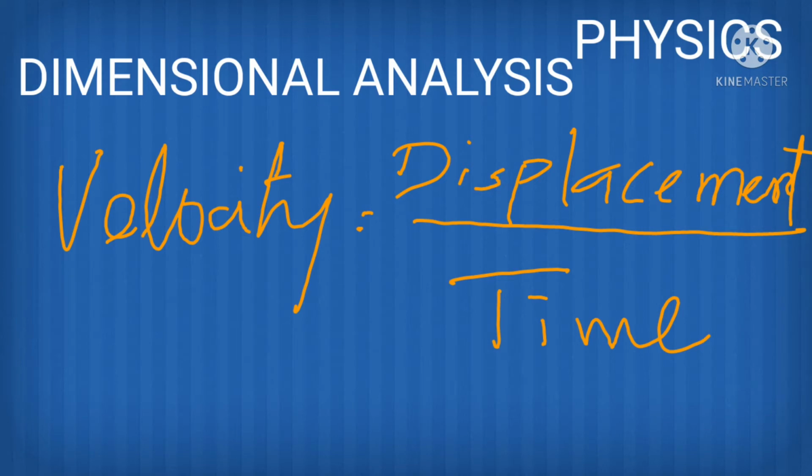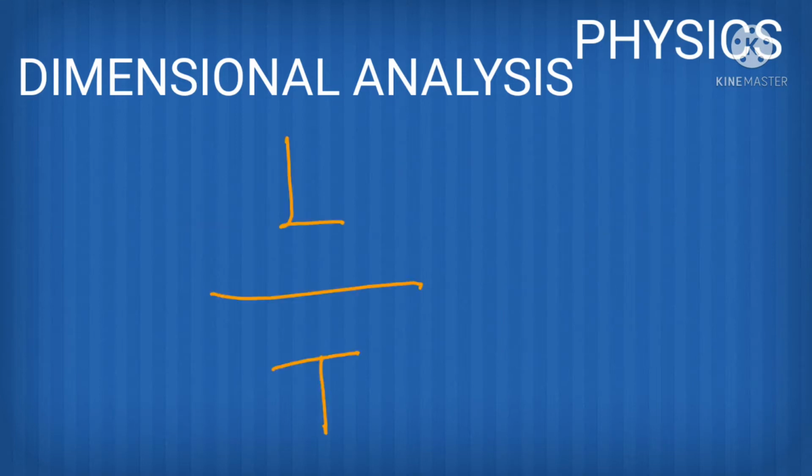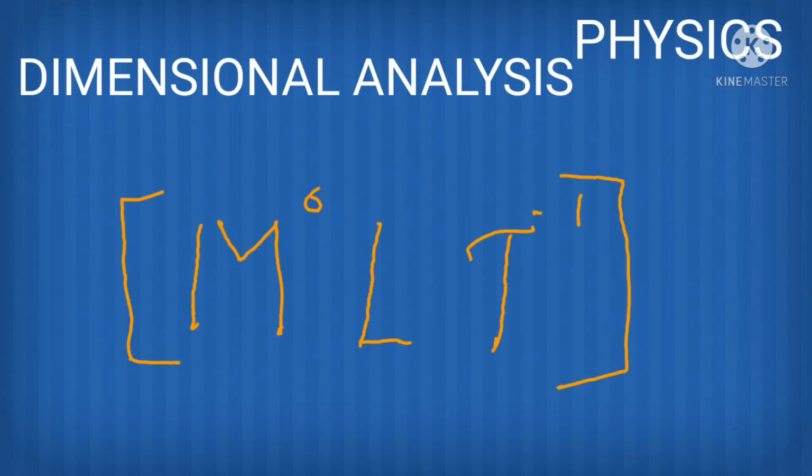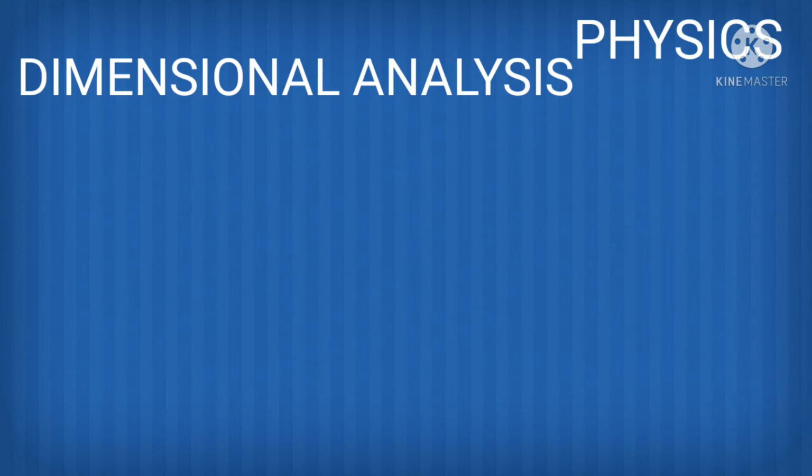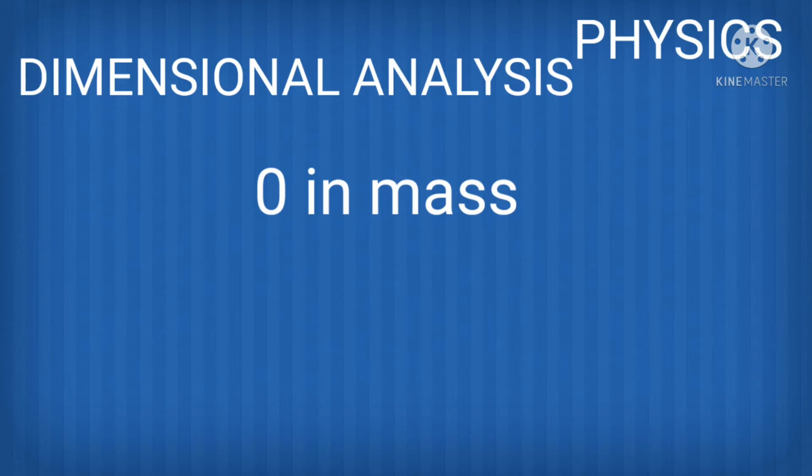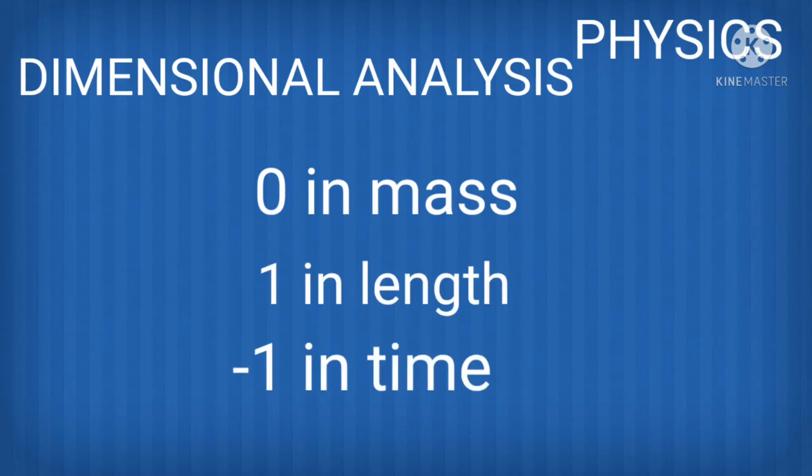Example, velocity is displacement by time. It can be written as L by T, and we have to mention it in all the 3 fundamental units. So, M power 0, L power 1, T power minus 1. Hence, the dimensions of velocity are 0 for mass, 1 for length and minus 1 for time.